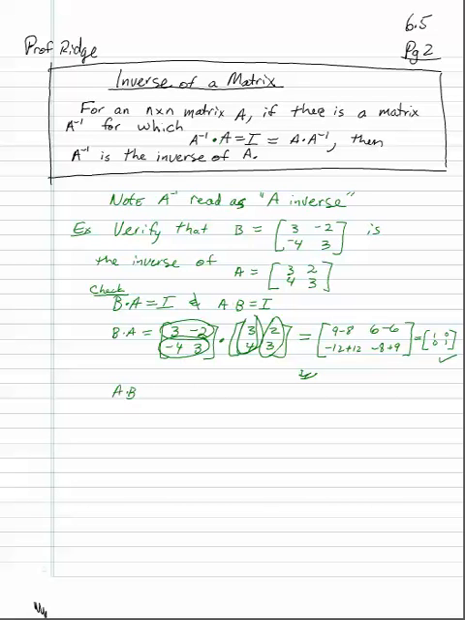A times B. So 3, 2, 4, 3 times 3, negative 2, negative 4, 3. Again, we're going to do row, column. So that's going to be 9 minus 8.